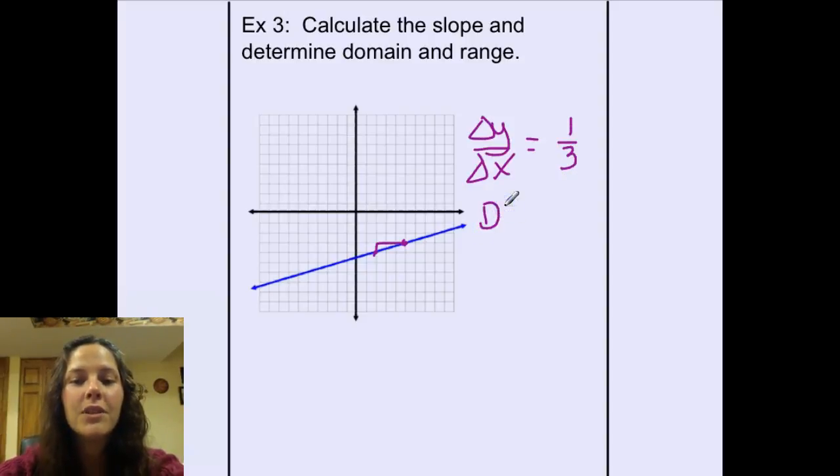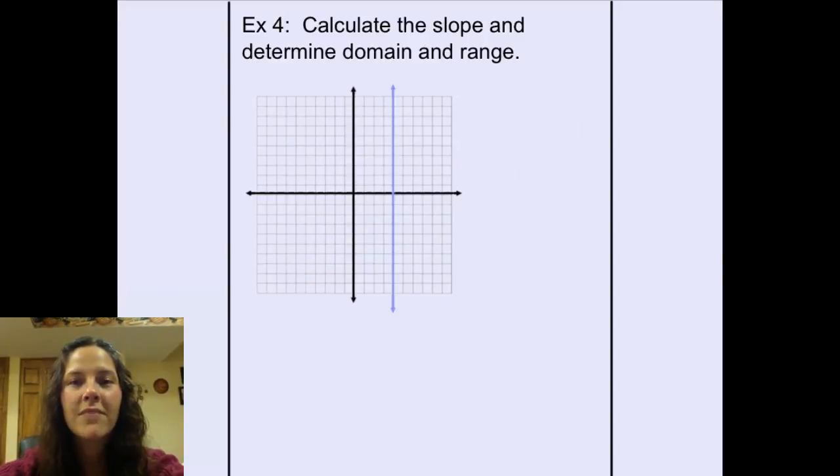This line is similar to that first one, where from left to right, we can trace the whole line without starting or stopping. So we have a domain of all real numbers. And same thing from bottom to top. We hit all of the different y values, so our range is also all real numbers. Last example of slope on a graph. This time we're looking at a vertical line, still setting up our change in y over change in x. We're going to find two nice coordinates on this one again.